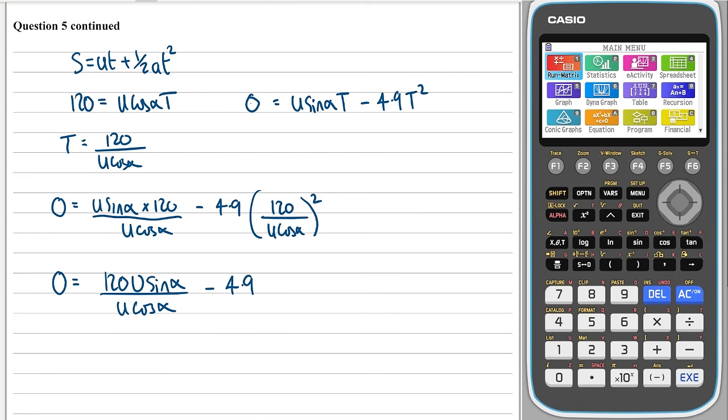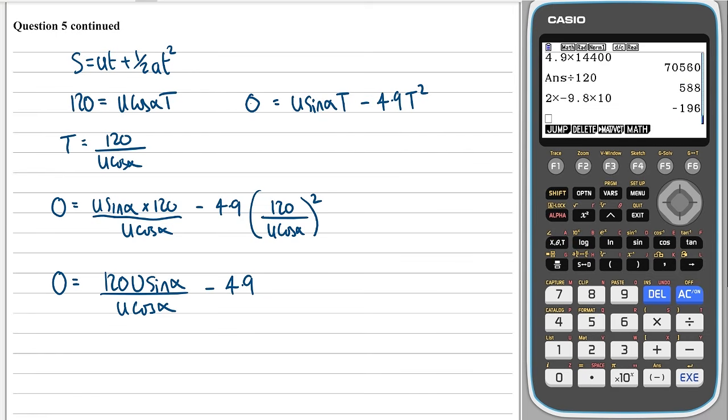Let's do that calculation. 4.9 multiplied by 120 squared. Okay, that's 70,560. So that's going to be on the top. And on the bottom, when I square a fraction like this, I have to square the numerator, which I've already done, and square the denominator as well. I'm going to get u squared cos squared alpha.